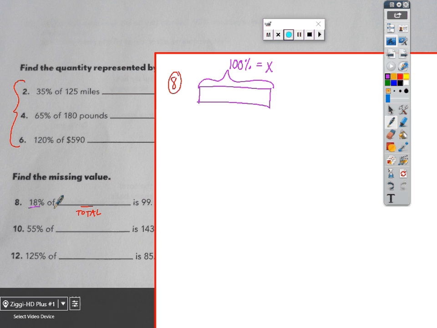18%, well, that's just a small portion of this bar. I'm going to grab a small chunk and label it 18%. And it says it is 99. So 18% is equal to 99. It's exactly how I'd read that. These are equivalent. I think we're ready for our percent proportion.